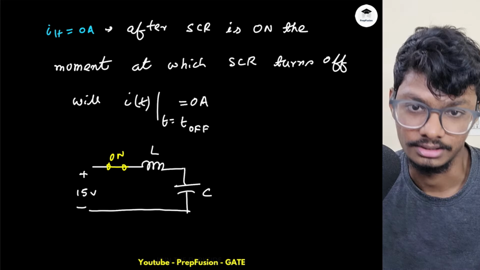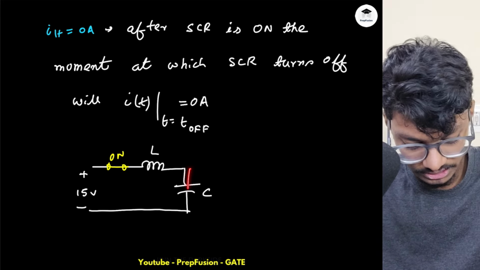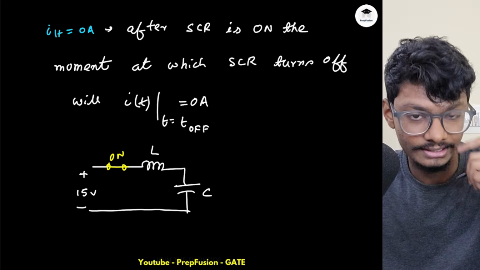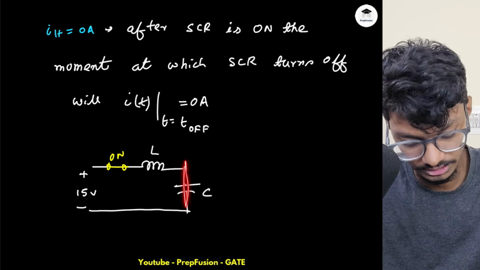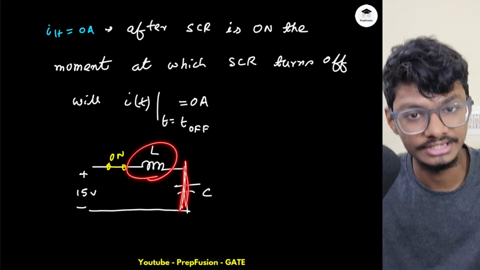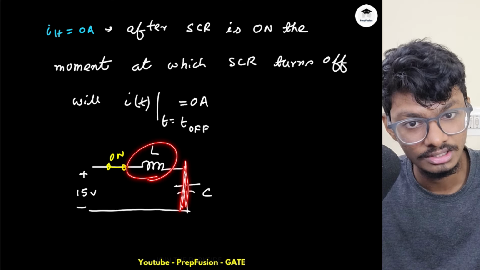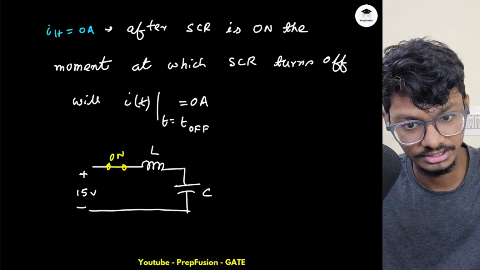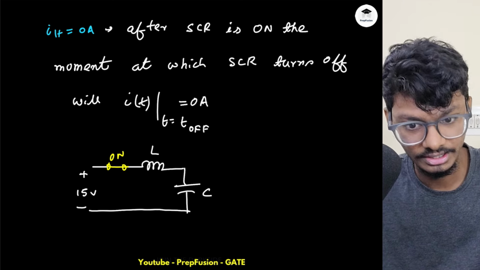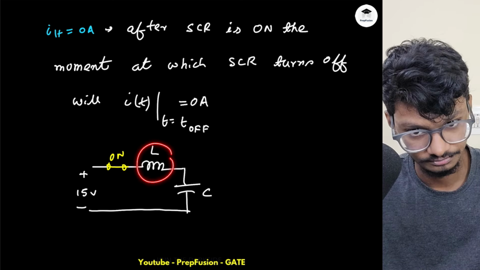Basically, if a constant 15 volts is applied across L and C and they have no initial charges, then initially the capacitor will not let in any voltage change, so its voltage will be 0 volts, and the initial voltage across the inductor will be how much? 15 volts, right? The initial voltage across the inductor will be 15 volts overall.